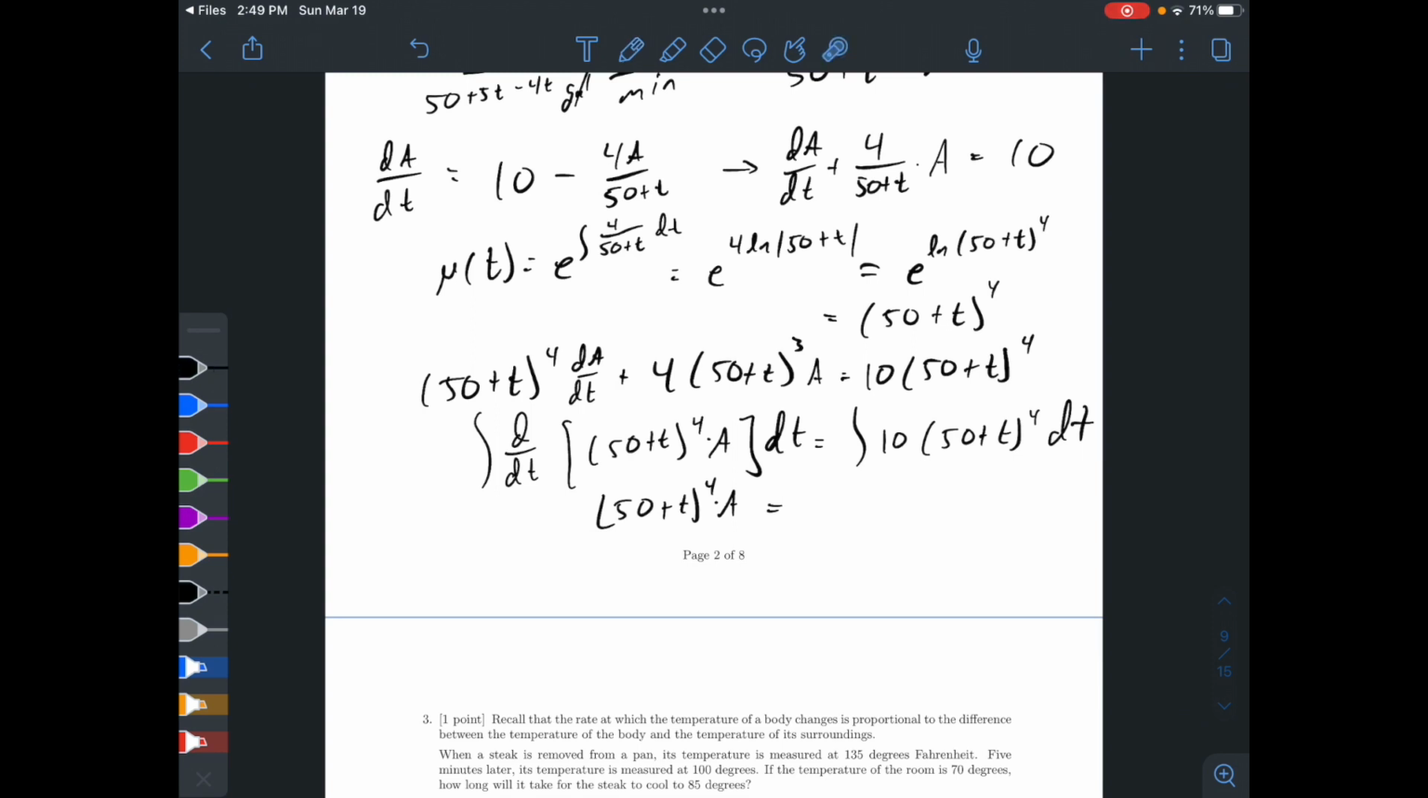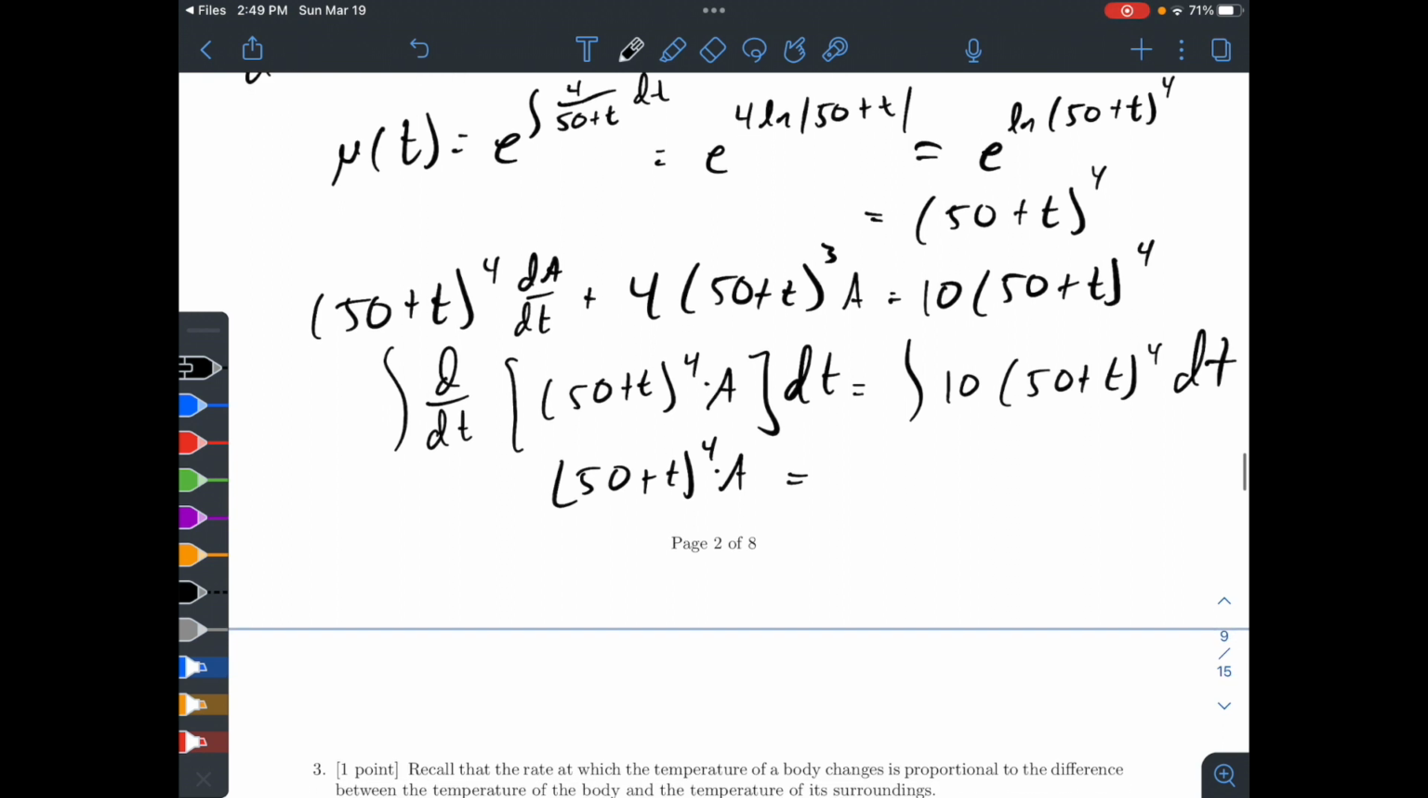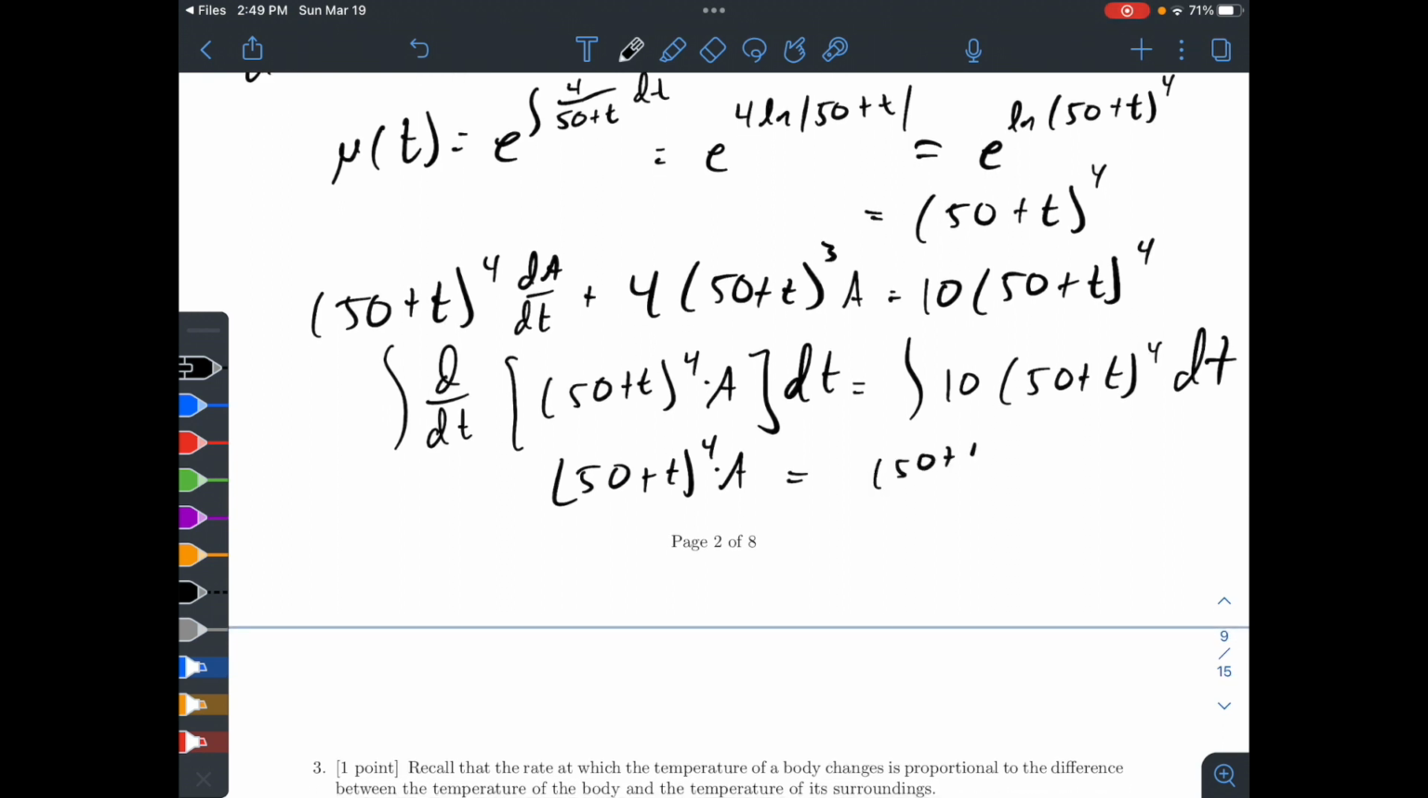And then on the right-hand side, you could do a u sub here, like u is equal to 50 plus t, and then your du would just be equal to dt, so you get u to the fourth. Or you could just notice that you integrate that and get 50 plus t to the fifth divided by 5. 10 over 5 is 2. And then plus C.